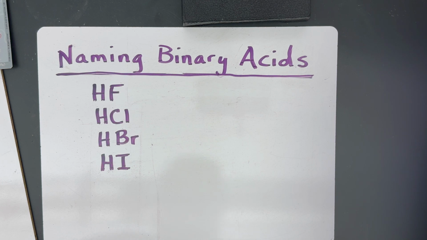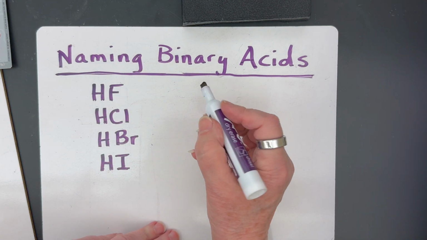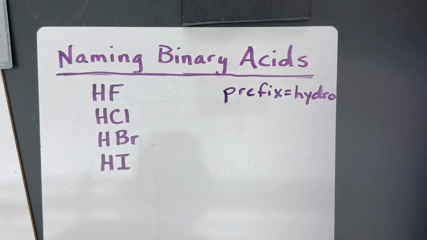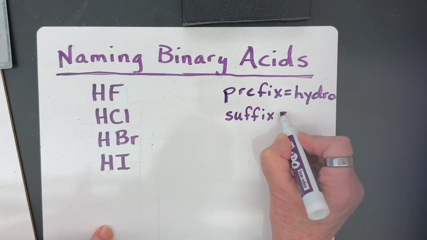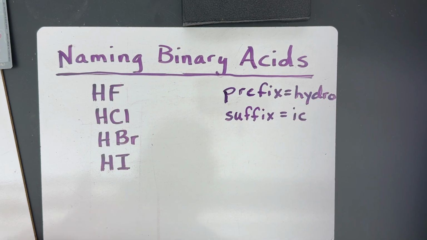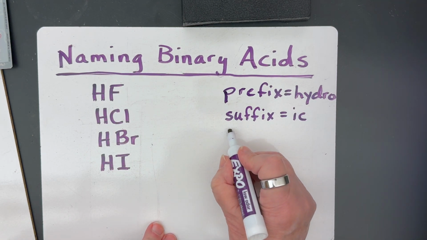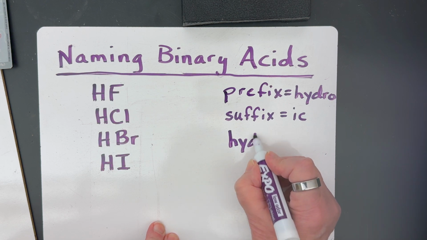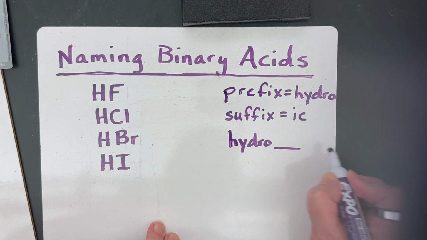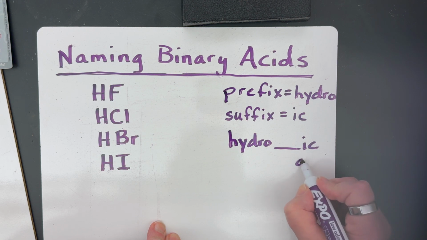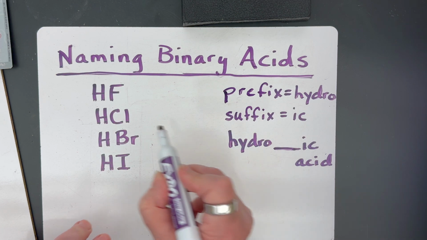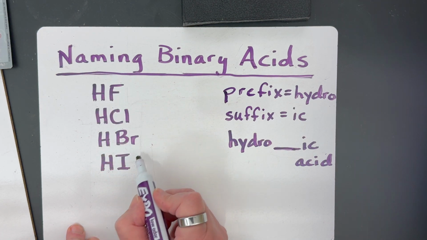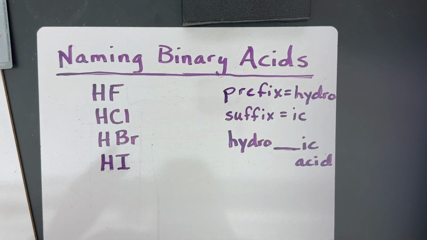The way that you name these is you have the prefix, which means in front of the name, hydro. And the suffix, the end of the name, is going to be ic. So it's going to look like hydro something ic acid. This middle name comes from the other element that the hydrogen is bonded to.